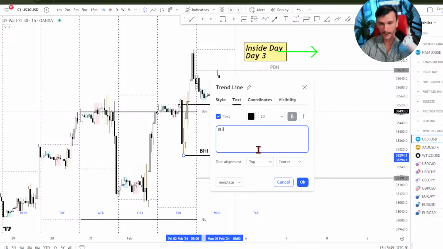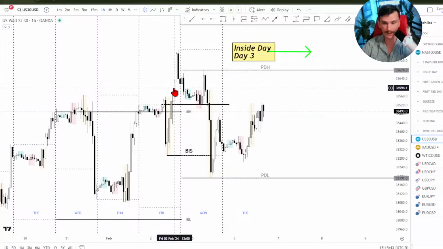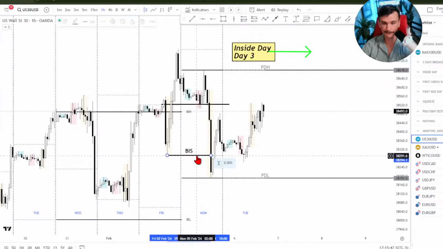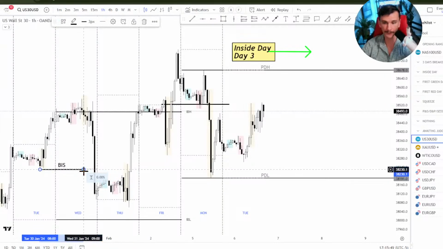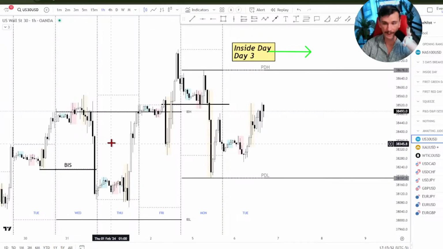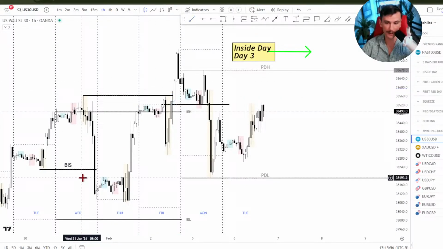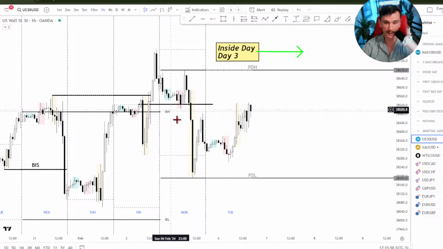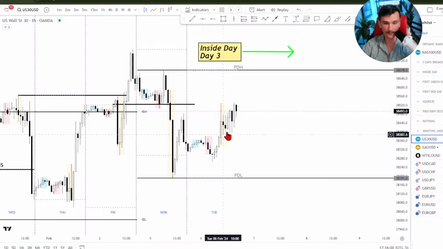Break in structure back down to the downside. Why is that a break in structure? We had a high... Actually, hold on. I take it back. The break in structure was over here from Wednesday. All right, so we had a lower low, and then they spiked back to the high and made a higher high. So peak formation low, peak formation high. First red day on Monday. We've pumped it back up.